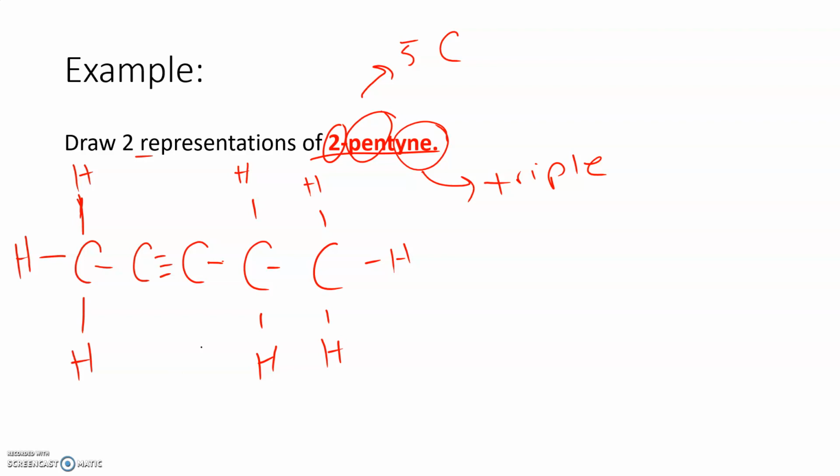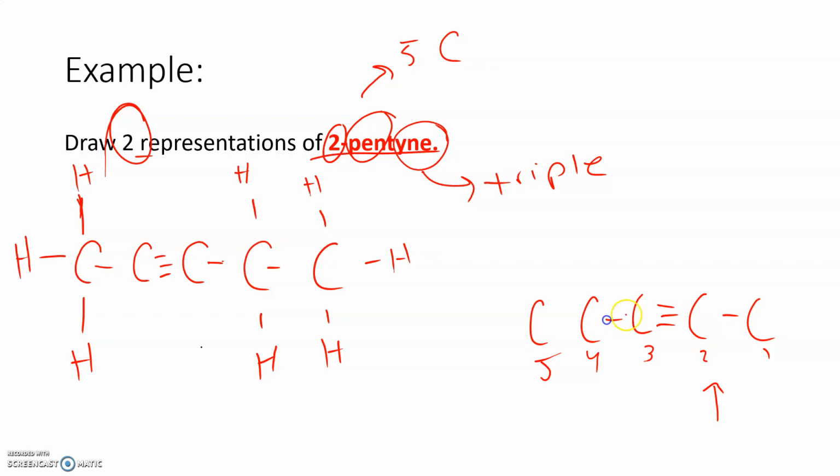I only have about 5 minutes left in my recording, so I'm just going to show you very quickly. I did say to draw two representations of this molecule. You could have easily numbered the chain the other way. You could have gone from right to left, which means that this is carbon number 2, and this would connect to carbon number 3. So this would be like 1, 2, 3, 4, 5. So this is another representation of this molecule right here.